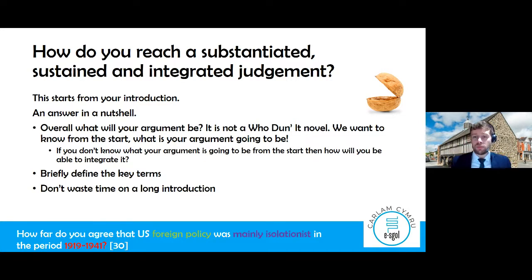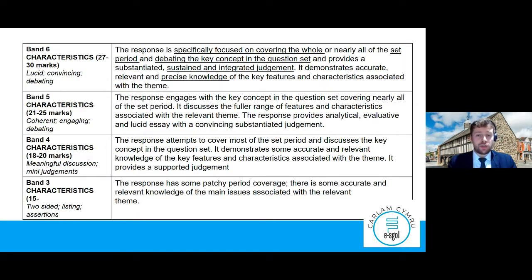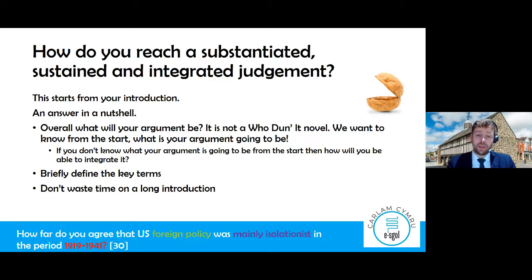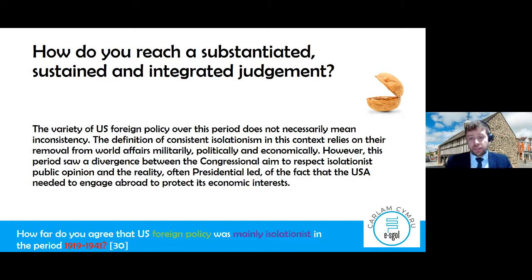Briefly define the key terms, right? The key things you're going to be discussing, and don't waste your time with a long introduction. Introductions aren't the bit where you're going to be picking up the marks for debating the key concepts, sustaining and integrating your judgment, showing off precise knowledge. Introduction sets the tone, that's all, okay? So don't waste your time on that long introduction. So this is how long my introduction would be. So bear in mind our question, how far do you agree that US foreign policy was mainly isolationist in the period 1919 to 1941? This is what my introduction would be.